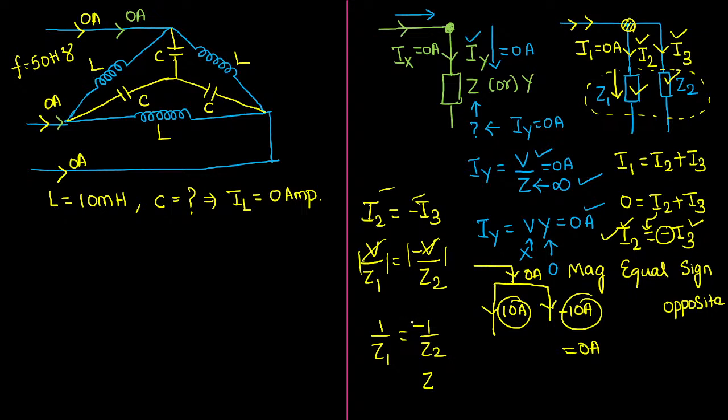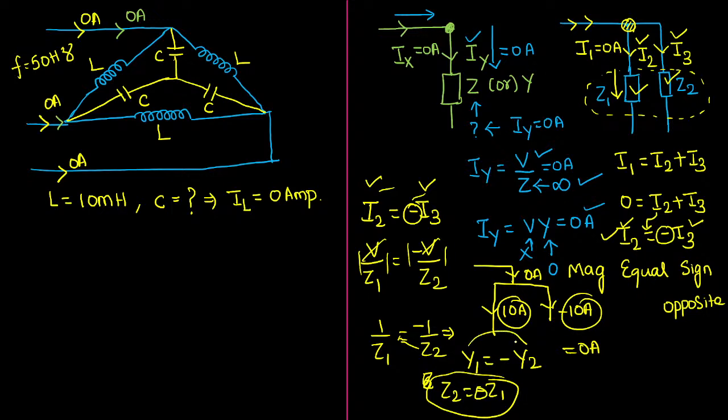Or admittance, either you can write it. From this, if you write the admittance, how will you write? 1 by Z1 can be written as Y1, 1 by Z2 can be written as Y2. See there, from this these two currents are equal but they are opposing each other. So what we have derived, this 1 by Z1 equal to 1 by Z2 can be further written, if you do the cross multiplication, as Z2 equal to minus Z1. So once again, impedance of those two branches are equal but they are opposing each other. Admittance of those two branches are equal but they are opposing each other.